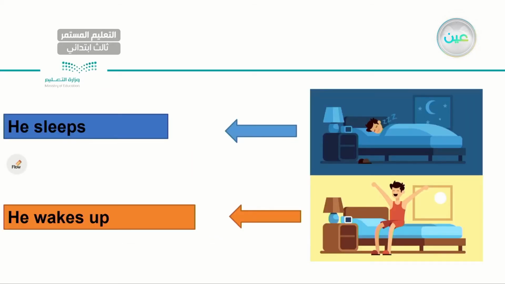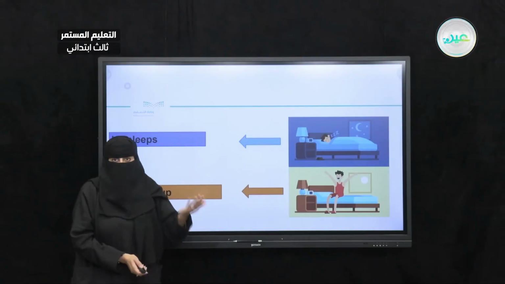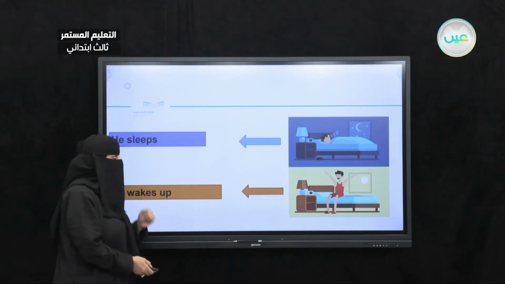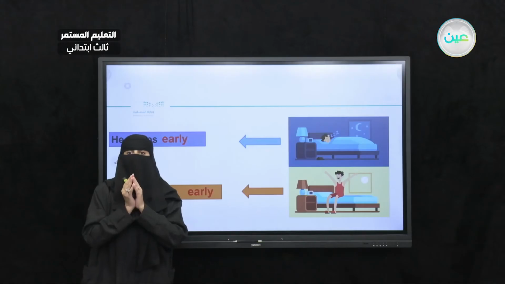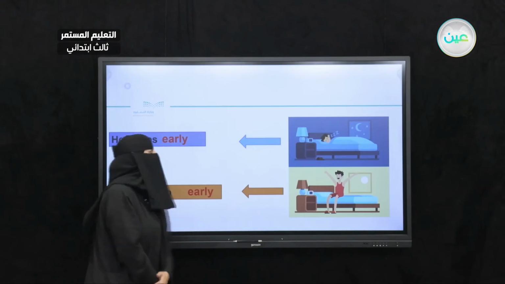Now, I have a tip and an advice for you, okay? In order to get up early, you have to sleep early. So look at the student. He sleeps early at night in order to wake up early. So let's read the sentences. He sleeps early. He wakes up early. Okay?